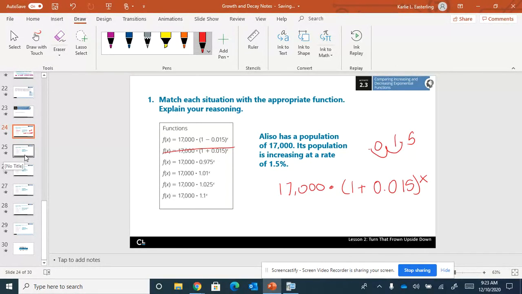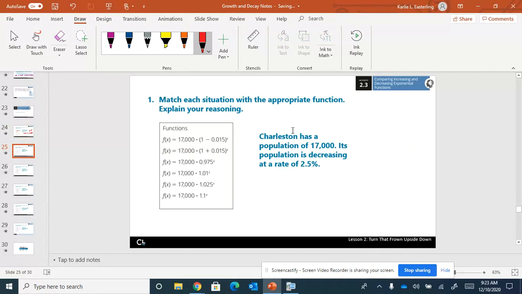All right. So let's look at Charleston. It has a population of, again, we're starting with that 17,000. Its population is decreasing at a rate of 2.5%. So let's get that into a decimal. So 1, 2. And that's 1 minus 0.025 to the x power. Now, if you look over there at that table, they're wanting us to determine what our actual b value is here. They gave us our rate, which is that r value, but we need to find our b value. So if you type in your calculator 1 minus 0.025, hopefully you get 0.975 to the x.